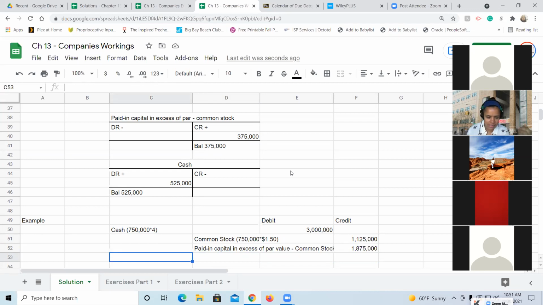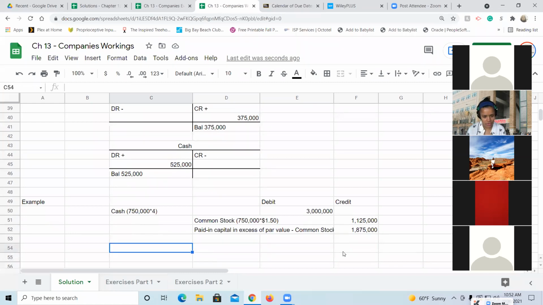So hopefully people see now that the quote unquote formula or rule of how to populate cash and how to populate common stock is the same as example 4, and it's the same really across the board. It's the number of shares times the issue price. It's the number of shares times the par value. And then the excess is always just subtracting whatever you receive for cash minus what you credited to common stock.